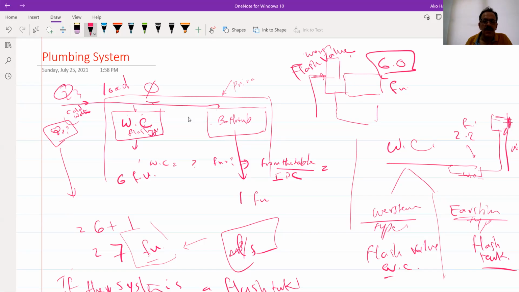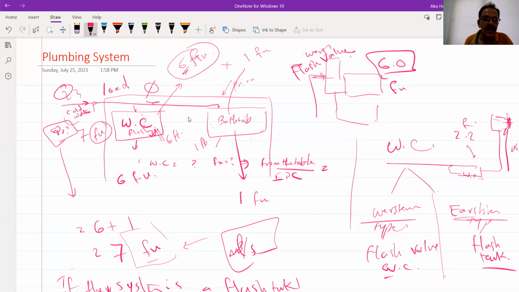How to do that? They converted a water closet to 6 units. Units of what? Fixture unit. And the bathtub will be 1 fixture unit. So the need for using the water closet will be 6 times more than the bathtub. So I will add them together: 6 fixture units plus 1 fixture unit. Adding them together because they are in series, the flow that needs to be supplied within this pipe will be equal to 6 plus 1, 7 fixture units.